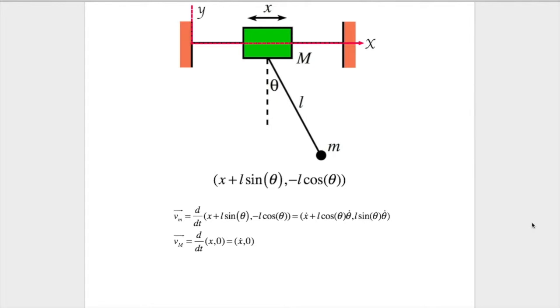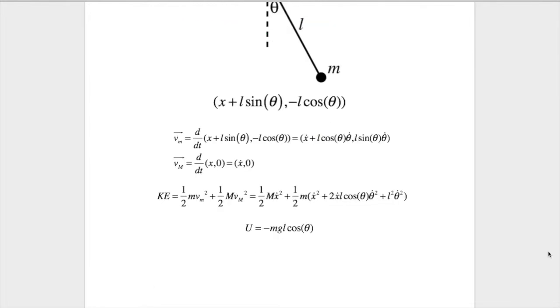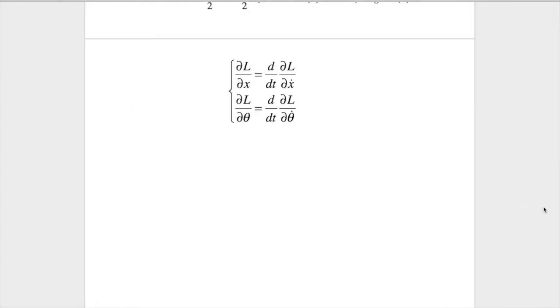With these velocities, we can write down the kinetic energy for our system, which is this one. Also, we can write down the potential energy, which is just minus m g l cosine theta. Therefore, our Lagrangian for the system is just the kinetic energy minus the potential energy, which is this. Our goal is to find x and theta that minimize the system's energy.